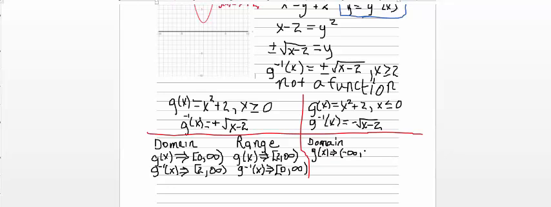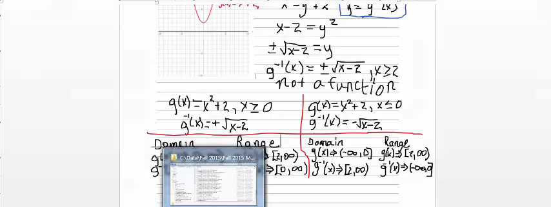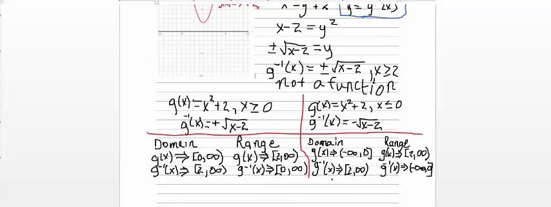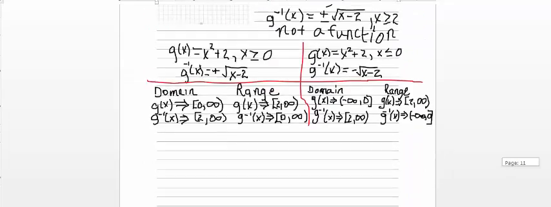Now let's do the same thing when the domain of g is restricted to x's equal to 0 or smaller than 0. Notice that the domain of g inverse is still 2 and everything bigger than 2. But now the range of g is still 2 or anything bigger than 2. But notice the domain of g, or the range of g inverse, is 0 or anything smaller than 0.